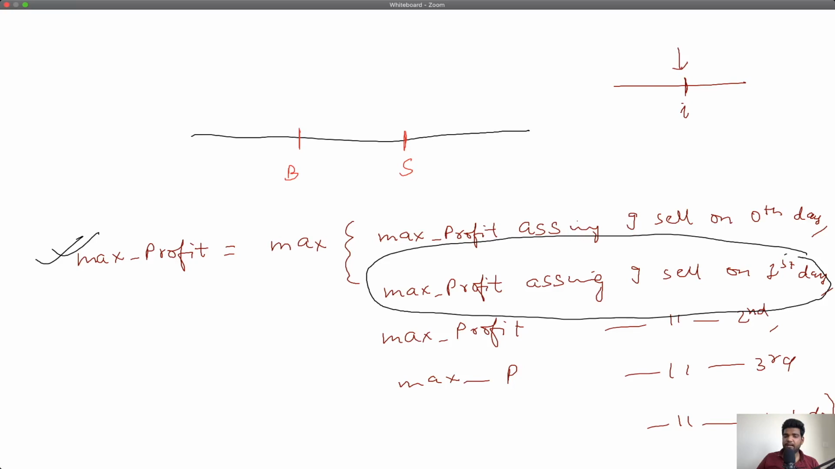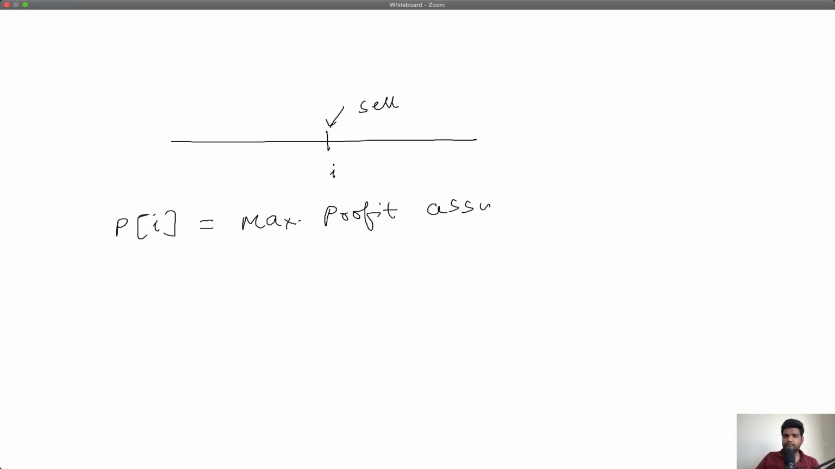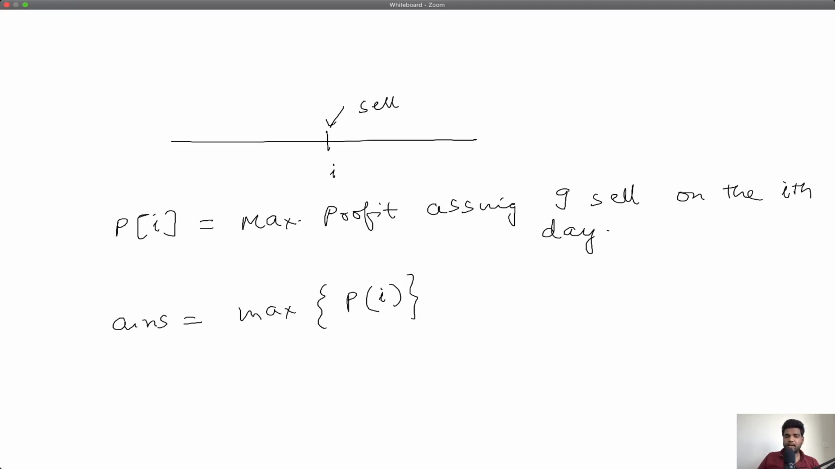What is this individual element? You are basically saying that assuming I sell on this day for sure, what is the max profit that I can make? So let's call this Pi. Pi is nothing but max profit assuming I sell on the ith day. So I am interested in computing this Pi, and my answer is nothing but the max of all these Pi's for all i from 0 to n minus 1.